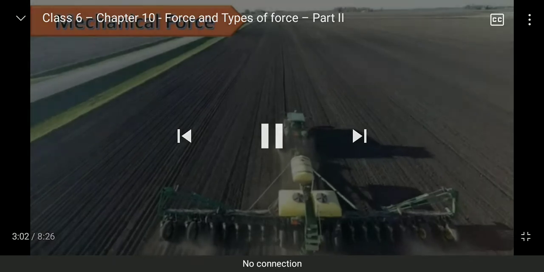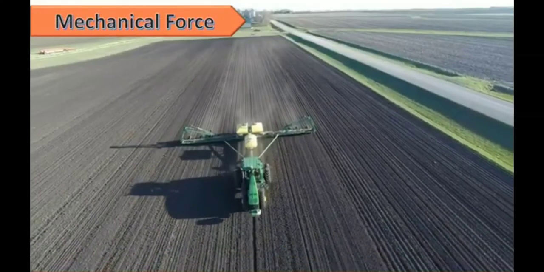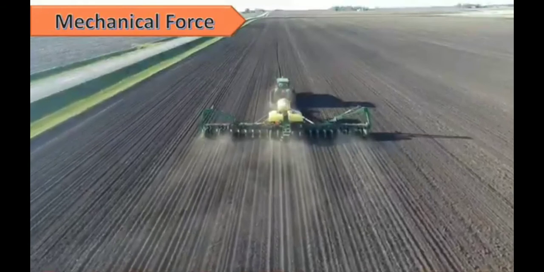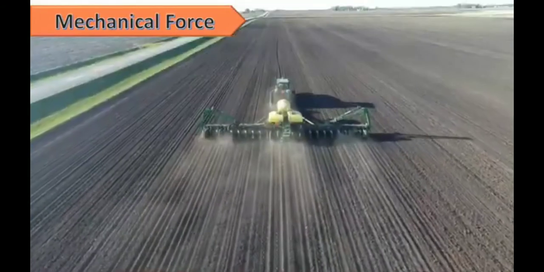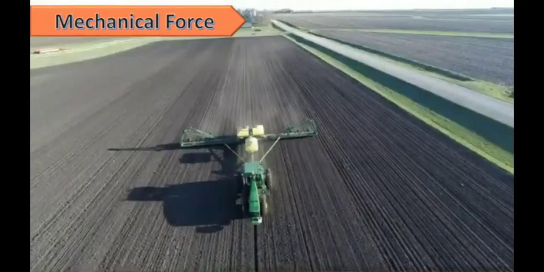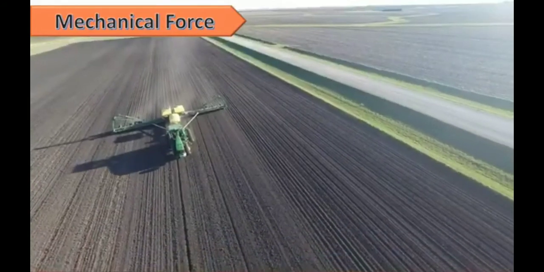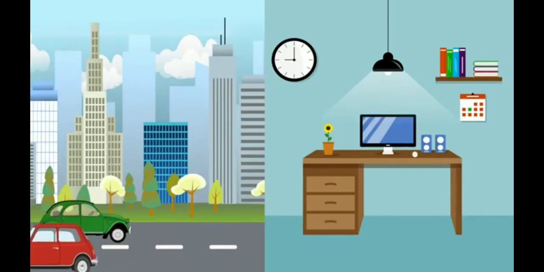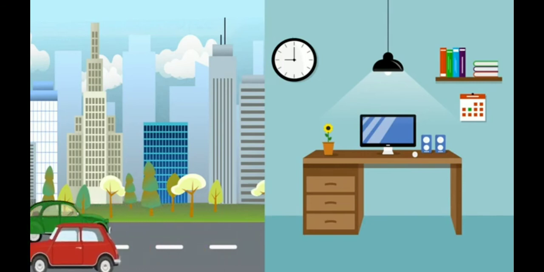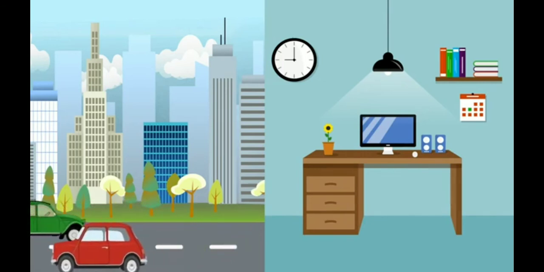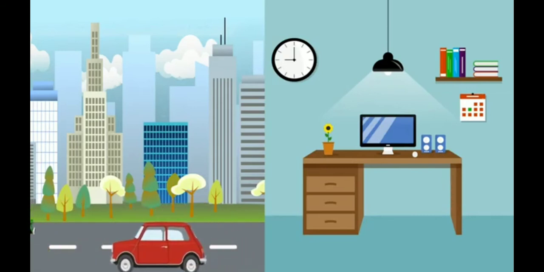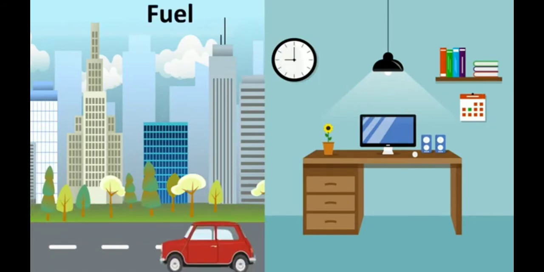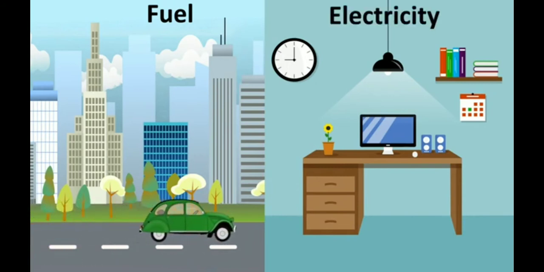Here you can see a tractor which is used in the field. So here the mechanical force is applied by a tractor. With the help of that, you can see how the agriculture work is being carried out. Okay, see it properly. Here you can see the cars which are moving. That is a mechanical force which is applied. Yes or no? Yes. So a moving car is also a mechanical force. Got it? Fuel is used for the car to move from one place to another.